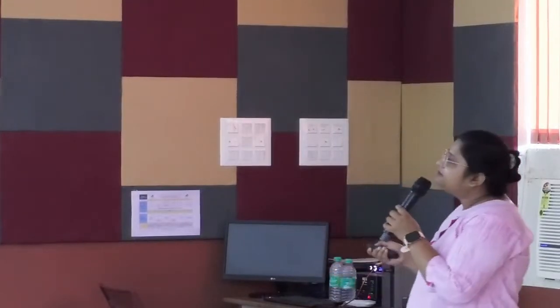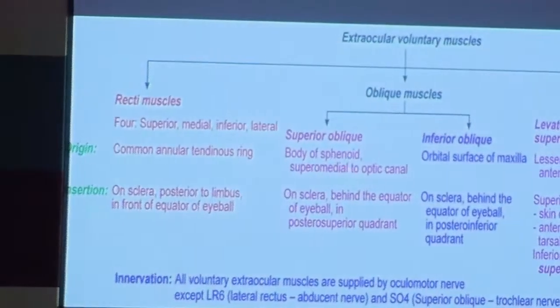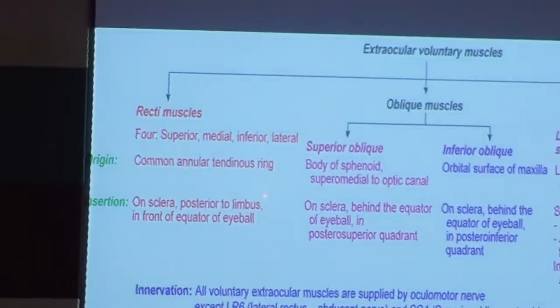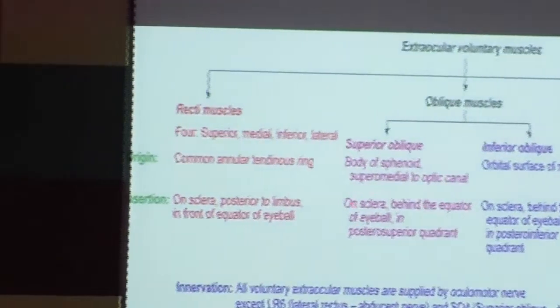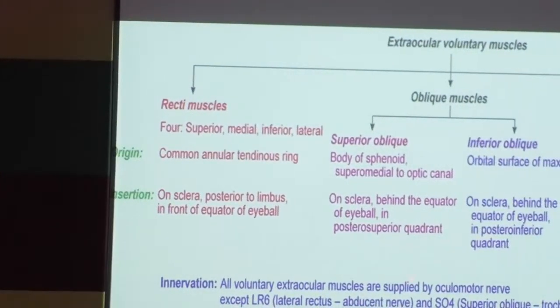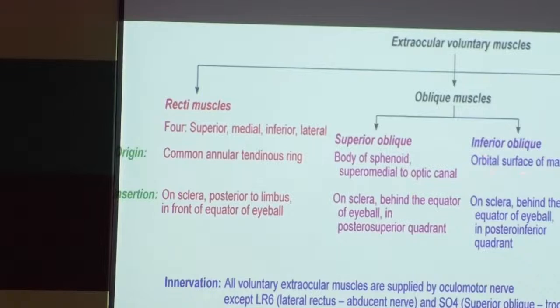So these are the origins. You remember the 4 recti muscles originate from the common annulus tendinous ring or annulus of Zinn. Insertion is on the sclera posterior to the limbus, in front of the equator of the eyeball. Oblique muscles are superior and inferior oblique. Superior oblique originates from the body of the sphenoid, superomedial to the optic canal, and inserts on the sclera behind the equator of the eyeball in the posterior superior quadrant. Inferior oblique: the orbital surface of the maxilla is the origin, and on the sclera behind the equator of the eyeball in the posterior inferior quadrant is the insertion.